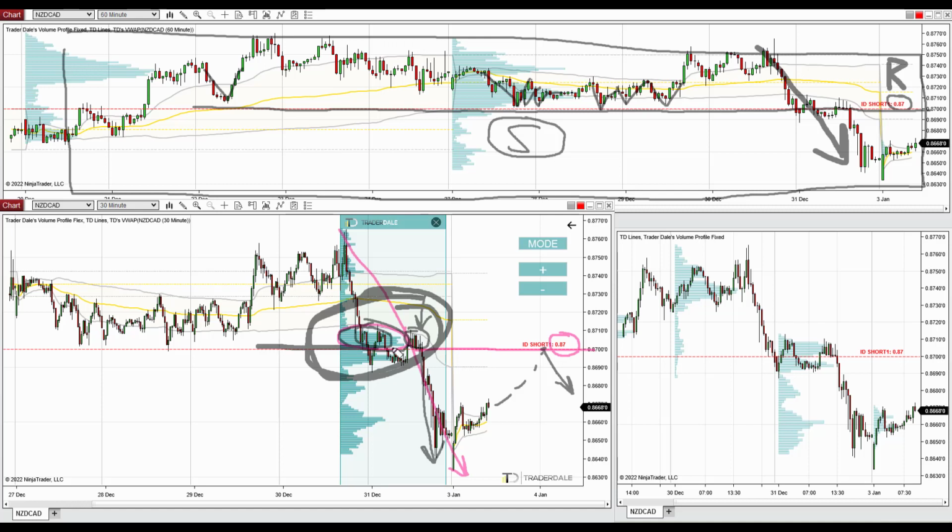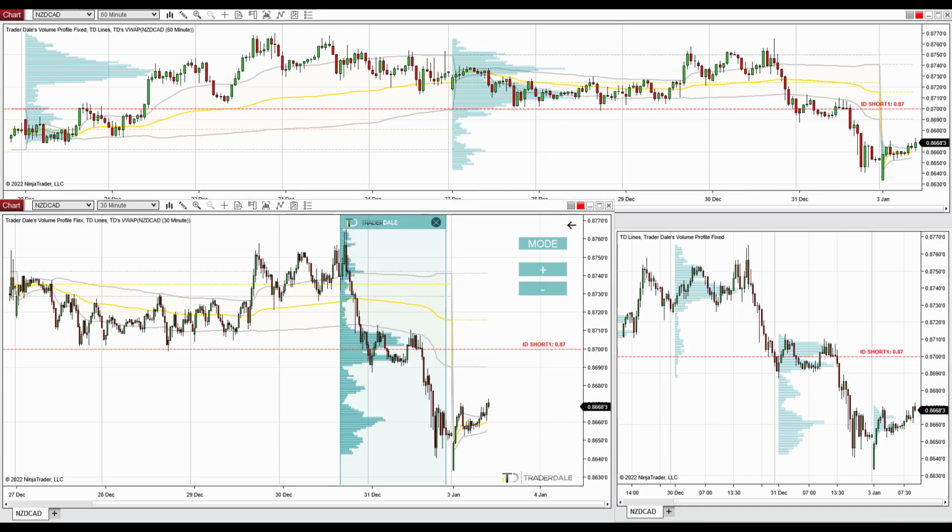So strong day trading resistance at 0.87. What we need to do now is just wait for a pullback and trade from there. Right, so yeah, that's for the trading idea on the New Zealand dollar, Canadian dollar.